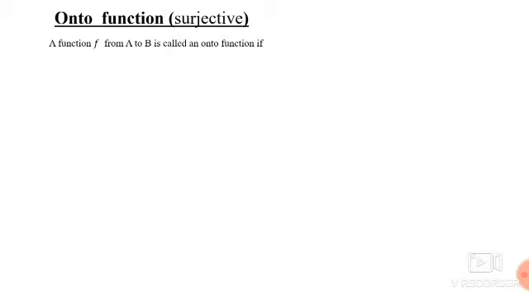The first one, onto function. According to the definition, a function f from A to B is called an onto function if range of the function is equals to the set B. If the function satisfies this condition, then it will become an onto function. Let us take an example. We have set A, B, C, D, set B, 1, 2, 3.